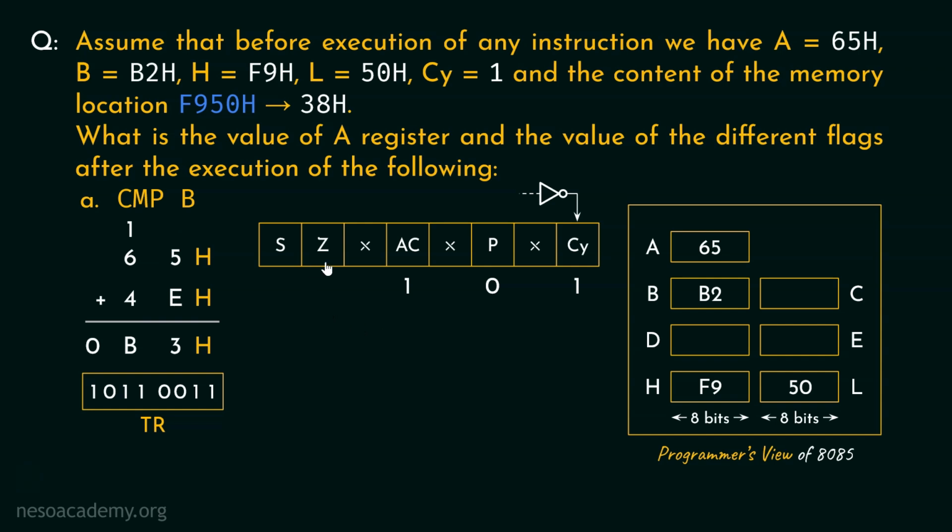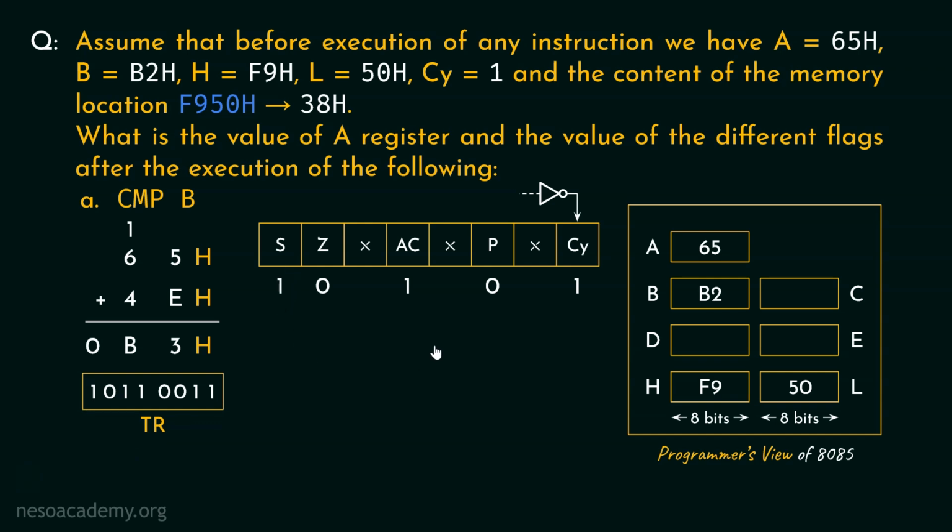Let's talk about the Z flag now. Zero flag is supposed to be set if within the temporary register we have got all zeros. We don't have that, right? So the zero flag or the Z flag will be reset. What about the sign flag? If you notice within the temporary register, the most significant bit is 1. So the sign flag will be set to 1.